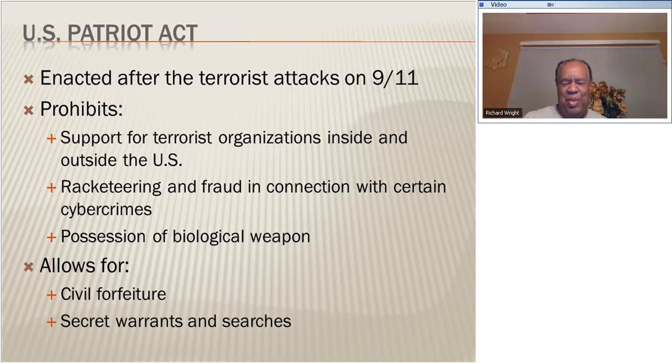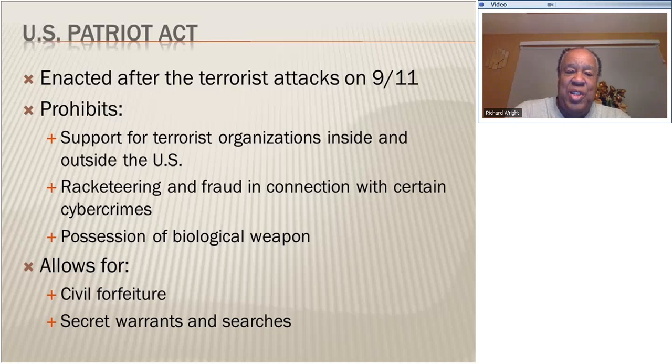And there are things that people can do now with the technology that exists and with the scientific knowledge. There are governmental agencies outside the United States and in the United States that operate. There are some individuals who have the capability to produce biological weapons. And so because we are dealing with those kinds of things, there are some very serious issues of law that are there to protect the public. It allows for civil forfeiture and general secret warrants and searches.